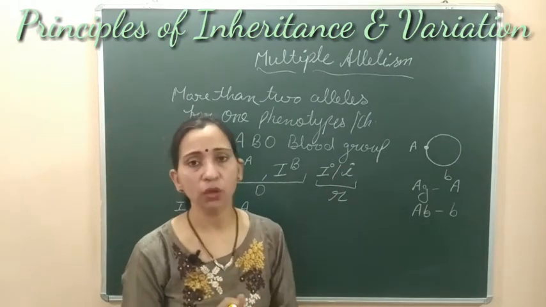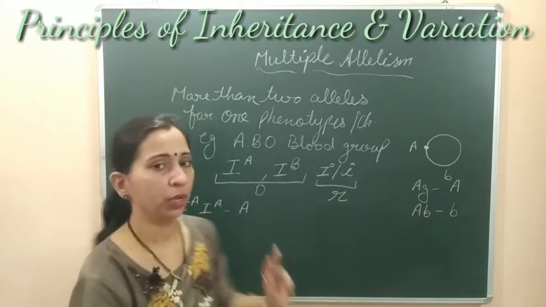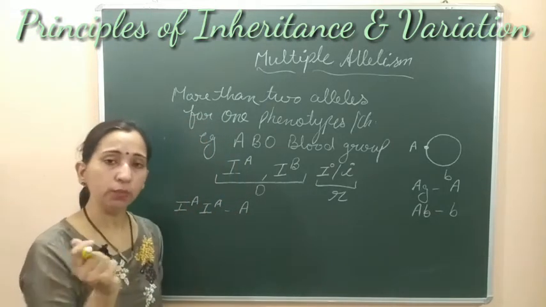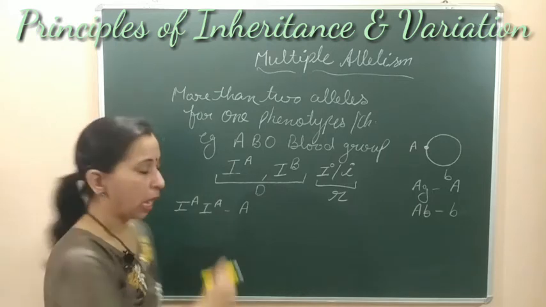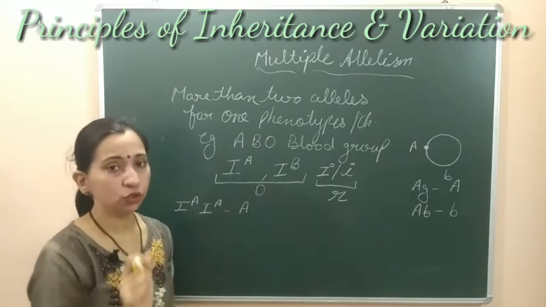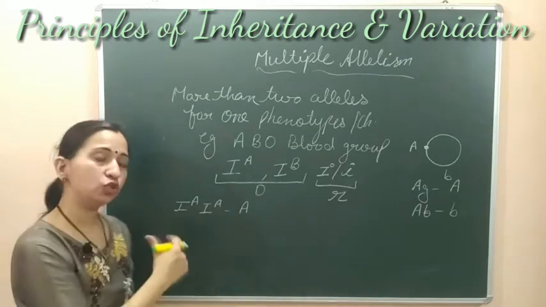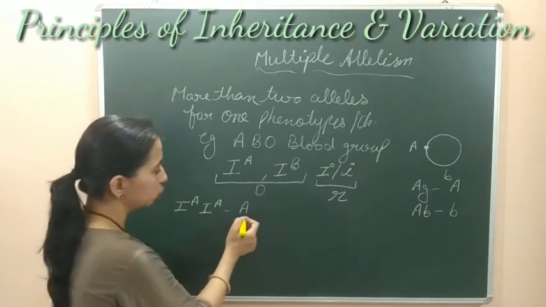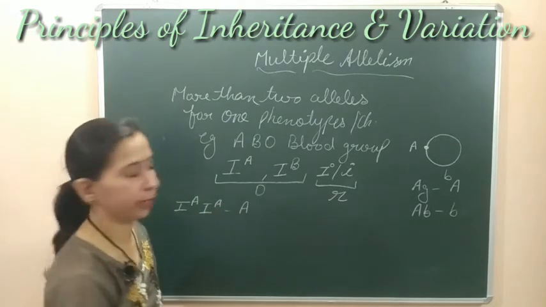But this IA could be present in two forms. It could be present here in both dominant allelic form, IA IA, both homozygous dominant. When these homozygous dominant alleles come together, the blood group will be A blood group. That's why we have written the A blood group here.